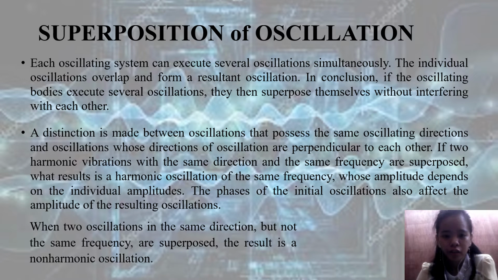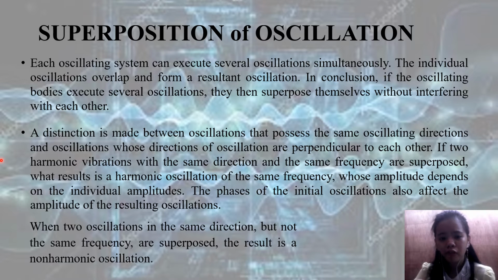So, superposition of oscillations. Each oscillating system can execute several oscillations simultaneously. The individual oscillations overlap and form a resultant oscillation. In conclusion, if oscillating bodies execute several oscillations, then they superpose themselves without interfering with each other. A distinction is made between oscillations that possess the same oscillating direction and oscillations whose directions of oscillation are perpendicular to each other.